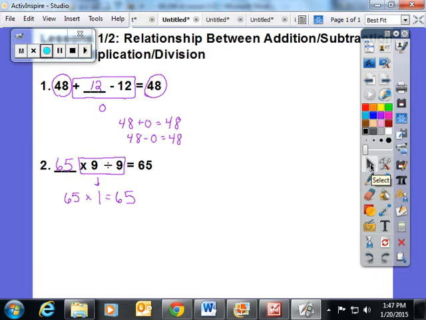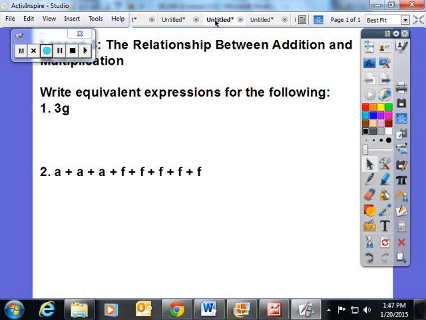Then we went to lesson 3. And we talked about the relationship between addition and multiplication. So they had to write equivalent expressions, no equal signs, for the following. This is the same as 3 times g. We've been using the dot as well. We've been trying to stay away from 3 times g because the times sign can be mistaken at times for an x. So this is the coefficient, and g would be the variable. The coefficient in this term tells us how many of the variable we have.